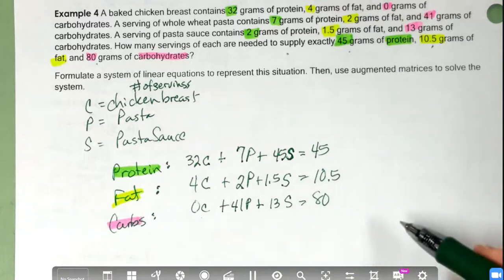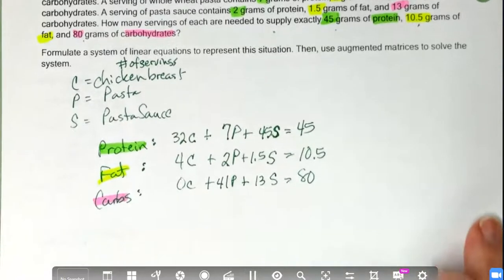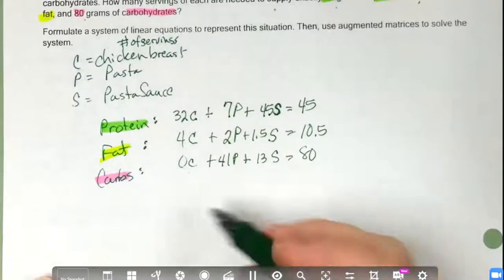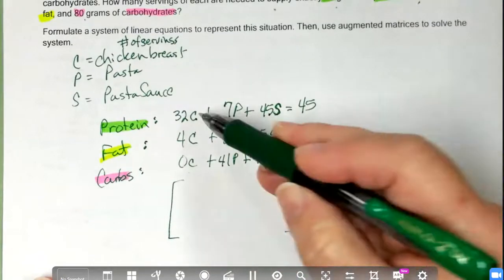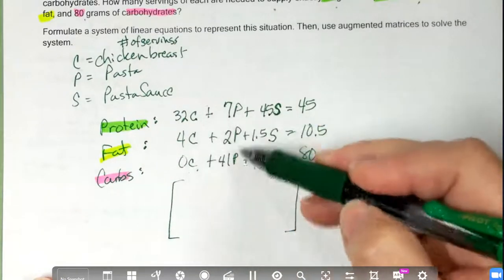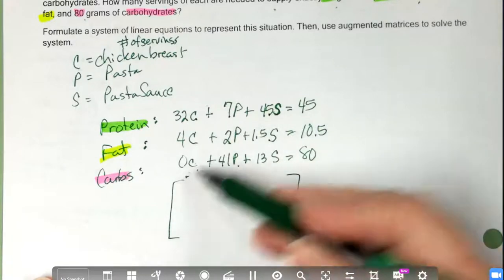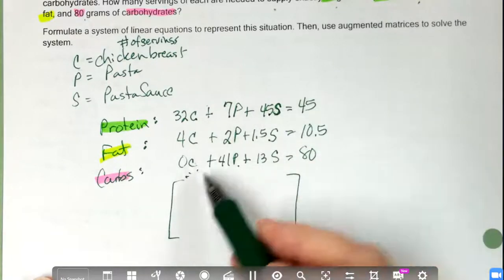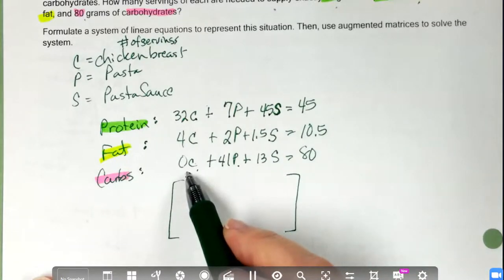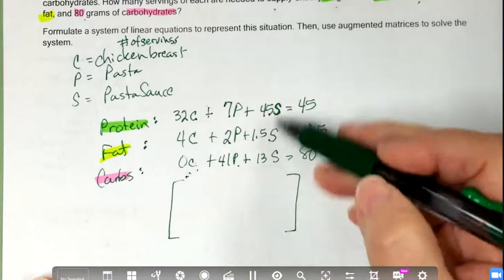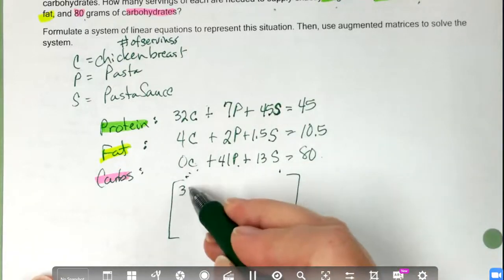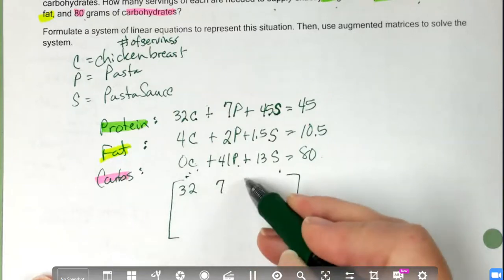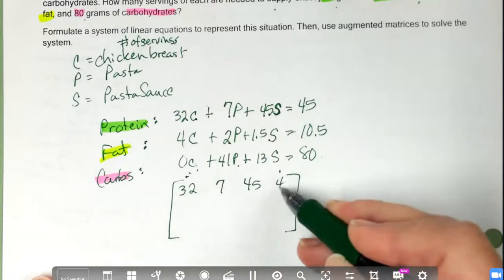So now we have 3 equations, 3 variables. I'm going to move this up a little bit more so we can create our matrix. We have everything lined up, even the 0 for our C's. A lot of times you won't see this in an equation, we wouldn't write that. And pasta, and then our pasta sauce and our total number. So let's just write the coefficients, 32, 7, 45, and 45.